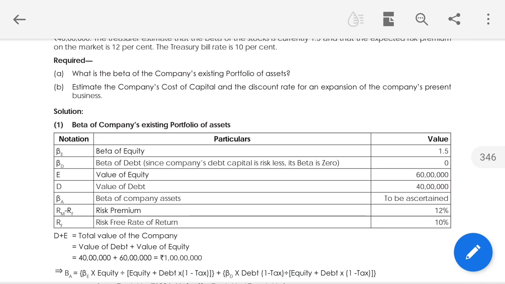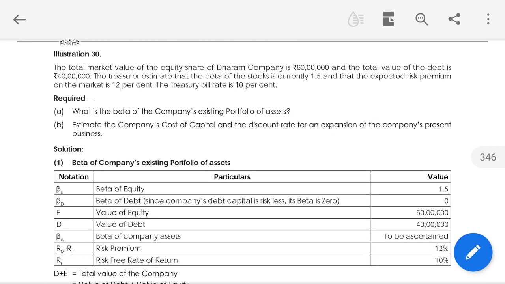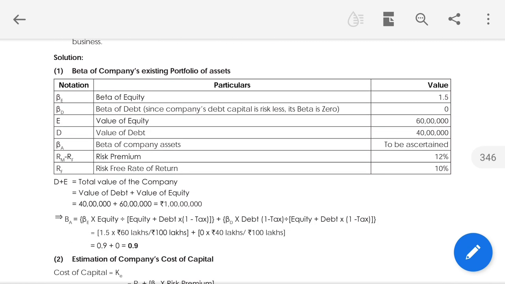According to the solution, first of all we have written whatever data is available in the question. Beta of equity 1.5 and beta of debt, risk-free rate, 0. There is no risk for debt, that is why it is 0. Value of equity is 60 lakhs, value of debt is 40 lakhs. We have to calculate beta of company assets, that is the first point of the question. Then risk premium is given 12% and risk-free rate of return is 10%. Further, D plus E, that means debt plus equity, is 1 crore.